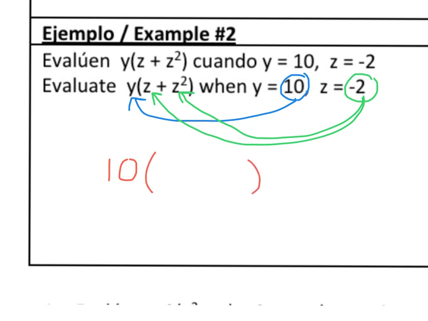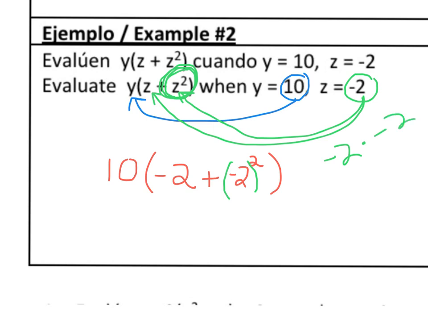Copy the parentheses. Z is -2 plus z is still -2, and we're going to square that. Now when we're squaring z, we're squaring everything that is z. Not just the negative, not just the 2, but both. So that's why we need parentheses. That tells us we're multiplying -2 times -2 to get a positive 4.